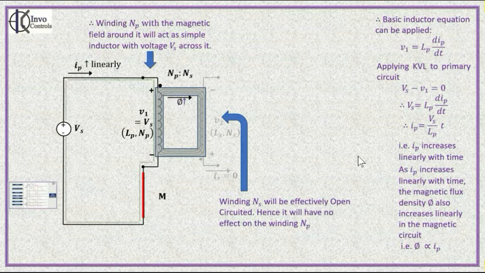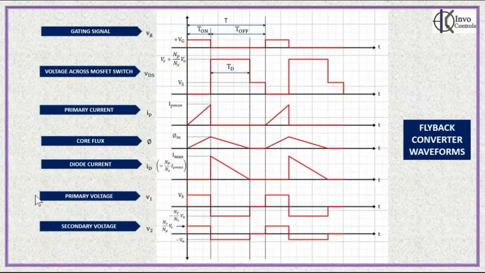Now this is the basic operation which happens during the interval T on. We will find that the primary current is increasing linearly, hence the flux is also increasing linearly. The secondary has no effect as such on the primary. The secondary circuits, that is the capacitor and the load, are effectively out of the circuit. Let us now look into the waveforms for the duration T on.